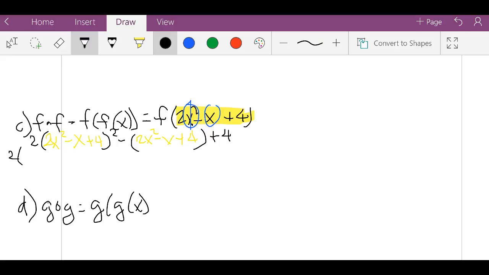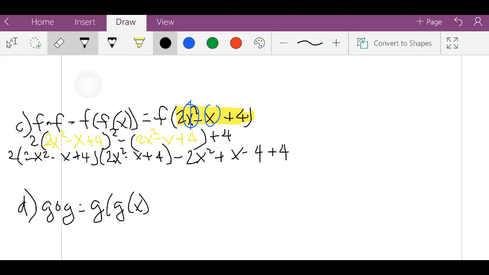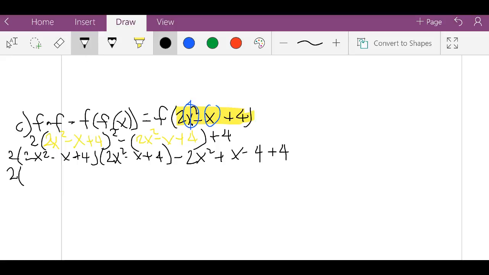You're going to have to be very careful with distribution. I'm going to write this out twice so you guys can see how I am multiplying it. Minus x plus 4. I'm now going to distribute my negative sign, so that's going to be negative 2x squared plus x minus 4. Bring down your positive 4. And from here, I'm just going to erase this D piece really quick because you guys have enough space. I just don't because my writing is so big. Bring down my 2.